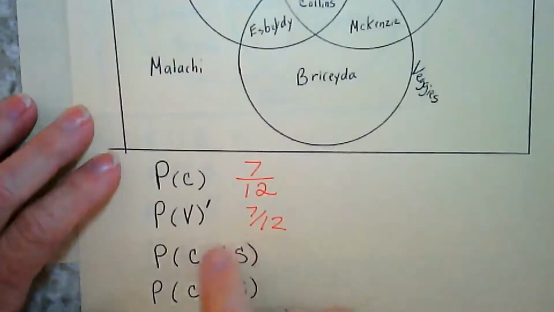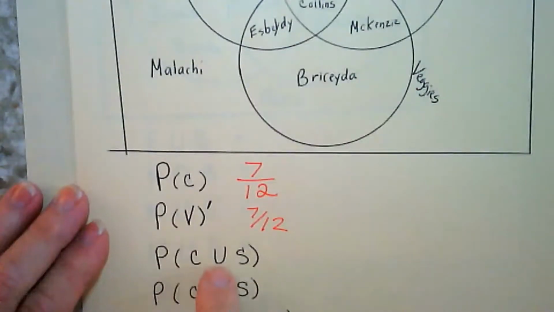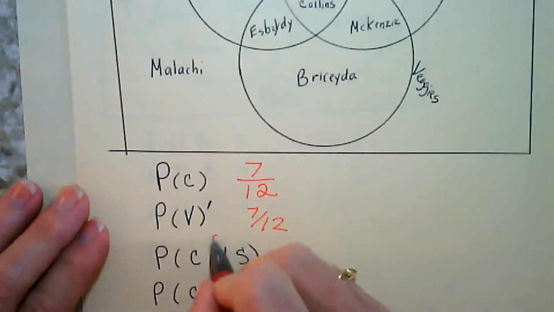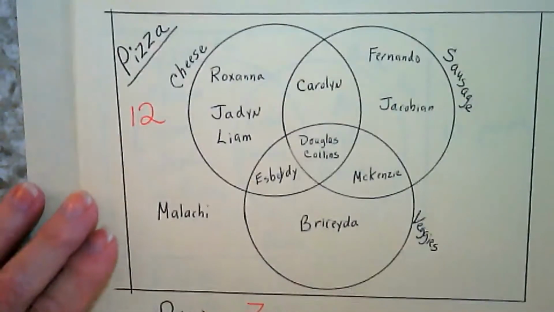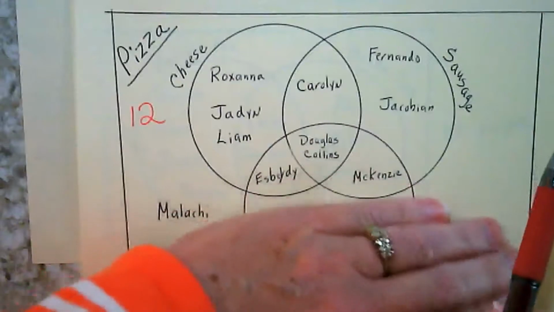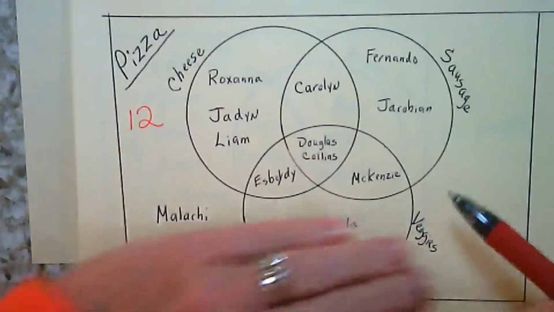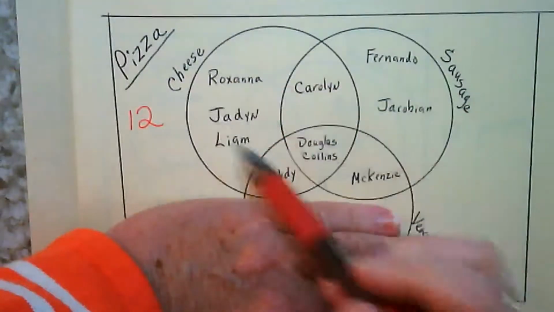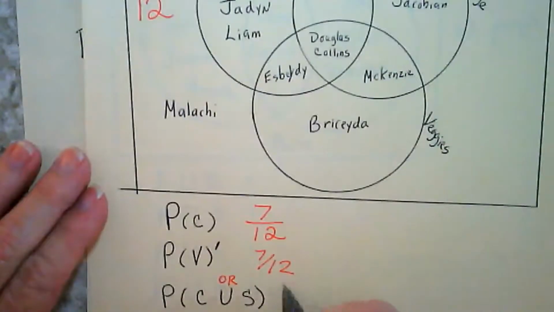All right, next question. What is the probability when I pick one of these 12 people that they will like cheese or sausage? When I talk about it this way, when I'm putting this union, I'm using the word or. Cheese or sausage. So I am looking for everyone who's in the cheese and everyone who's in the sausage. So that means Briseda's out and Malachi's out. Okay, so how many people is that? Well, if I've taken 2 out and there are 12 people, there are 10 people who are in the cheese circle or in the sausage circle. So 10 out of 12, that would be 5 out of 6.